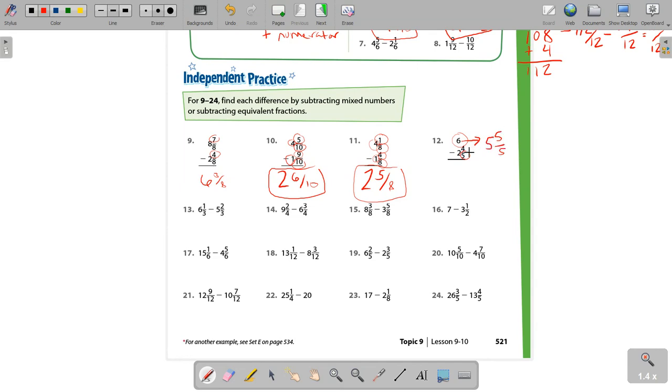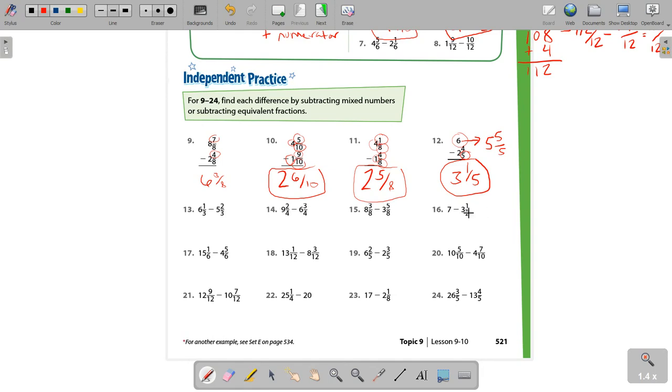5 and 5/5 minus 2 and 4/5. Well, now you've got a much easier problem because this first numerator is greater than the second one. So you already know you've got 1/5 here. And your answer is 3 and 1/5. A lot simpler than it looks, really. Let's do the same thing with this one.